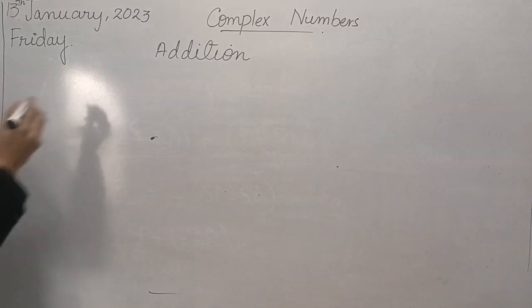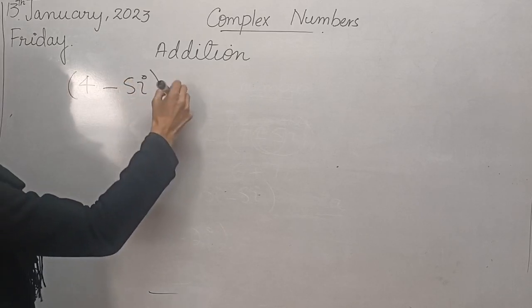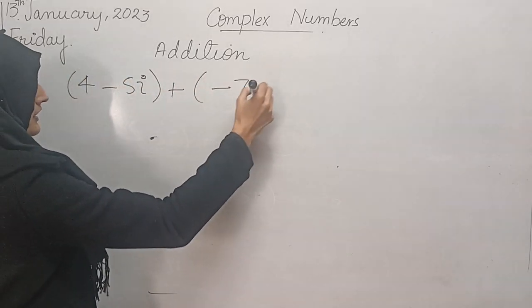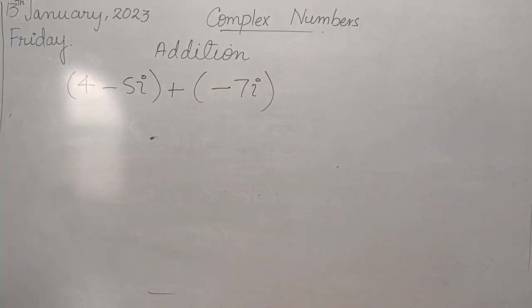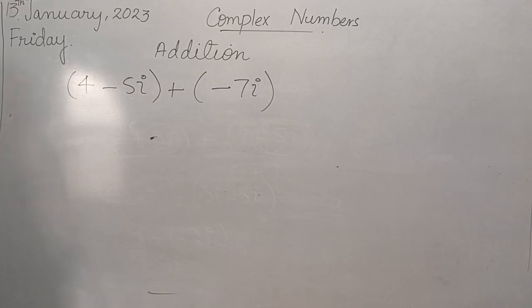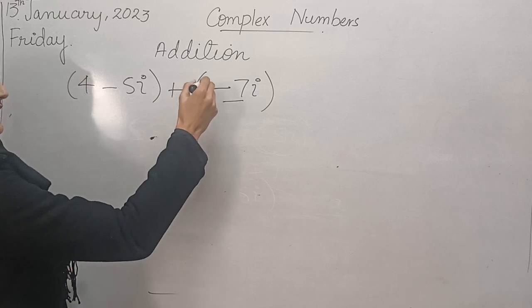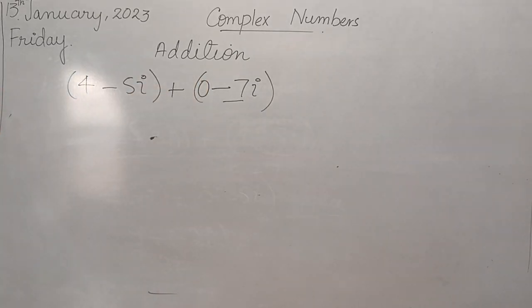We have a number 4 minus 5 iota, plus minus 7 iota. What is the real part of the first one? 4. And the real part of the second? Is there any real number in this? Is minus 7 a real number? No, minus 7 is imaginary. The real number is missing, so we will write 0. Now 0 is the real part of the second complex number.